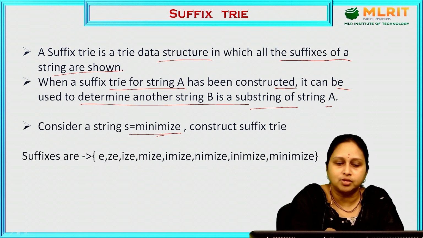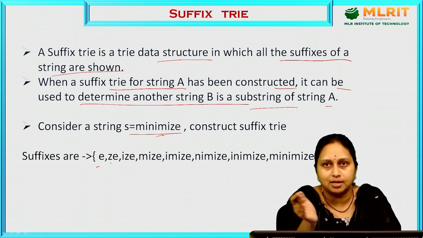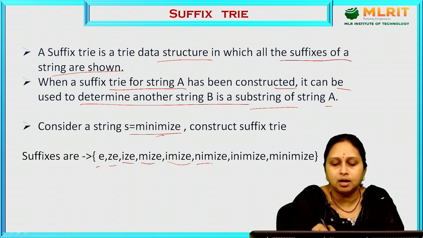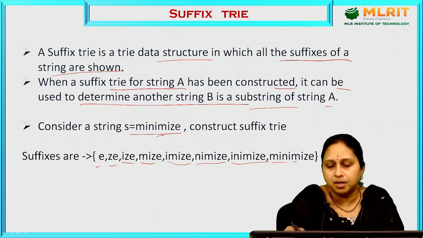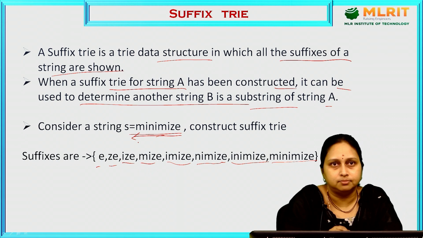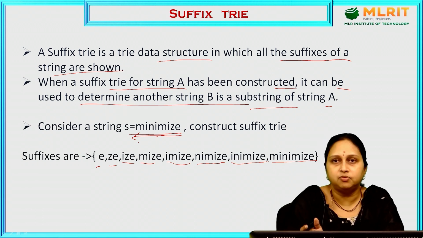Suppose what are the suffixes for minimize? You have E, that means you need to start writing from the last. E, ZE, IZE, MIZE, IMIZE, NIMIZE, INIMIZE. From the back onwards you are going to start writing, right? Character by character increasing, we are going to write the suffixes. Suffixes means last, prefix means the starting, right? Now based on that I have written it.